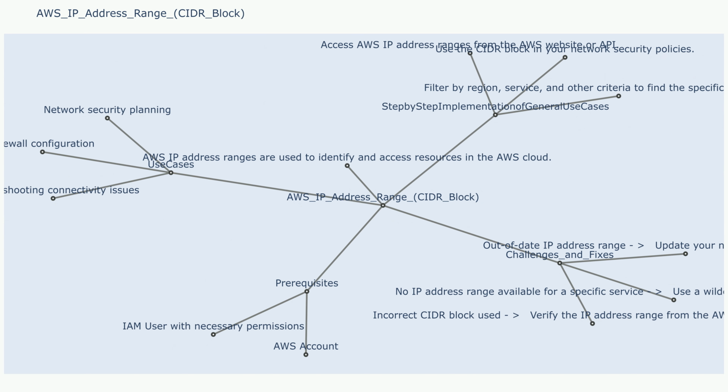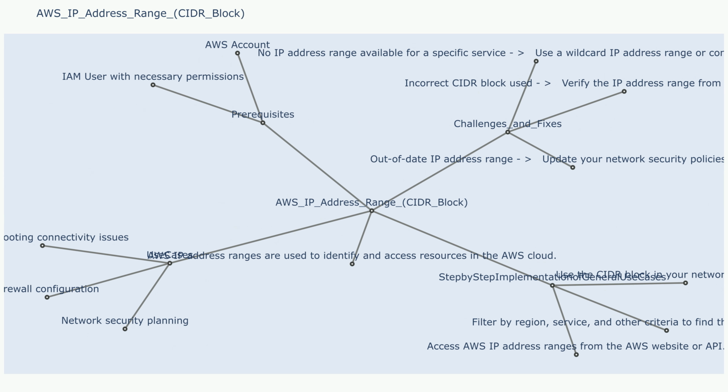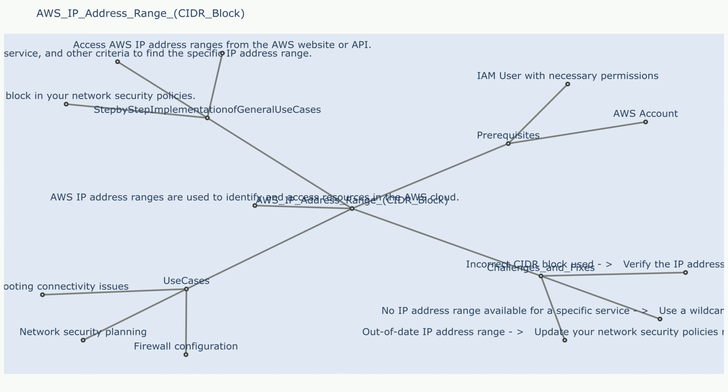Prerequisites: AWS account. You need an active AWS account to access and use the IP address ranges. IAM user with necessary permissions. Ensure that the IAM user you are using has the necessary permissions to view and download the AWS IP address ranges.